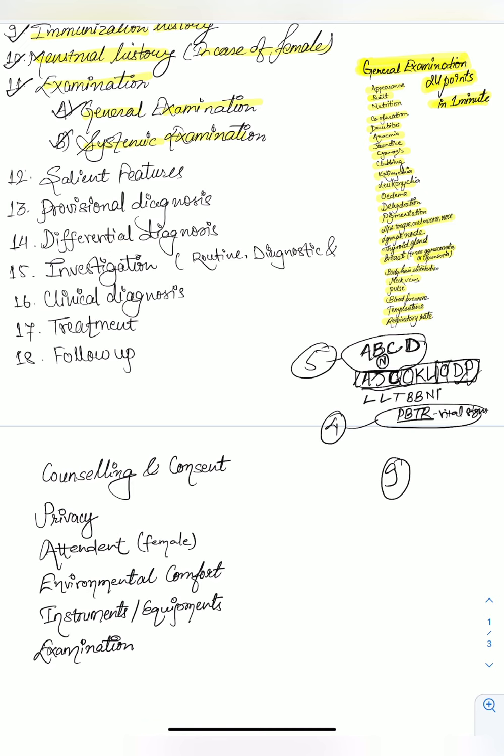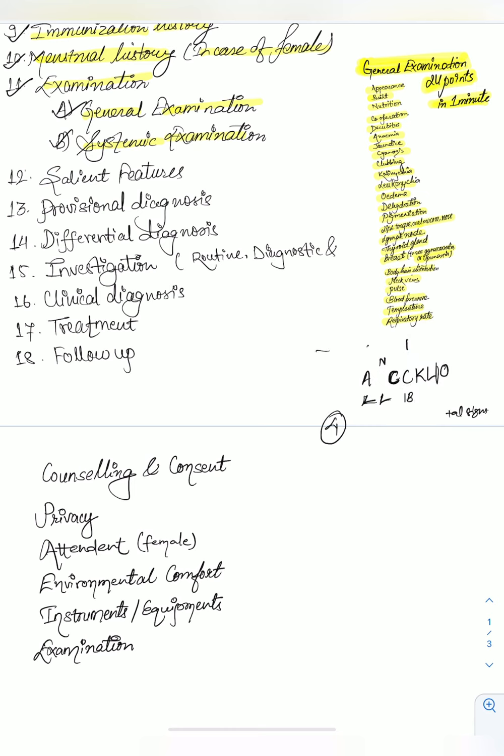Then you can go again in the lips, tongue, oral mucosa. Then in the neck you can come like lymph node, thyroid, then breast, then body hair distribution, then neck veins. After neck veins you can come to 4 vital signs: pulse, BP, temperature, respiratory rate. So this is all about general examination.